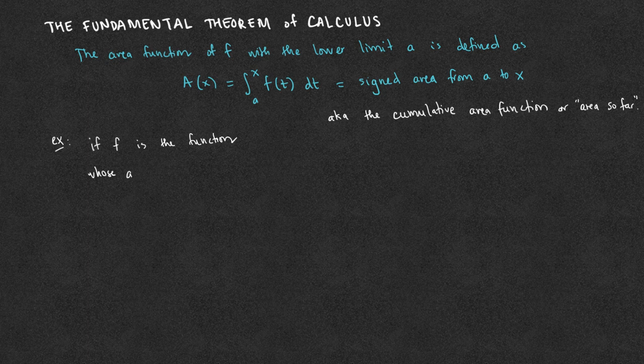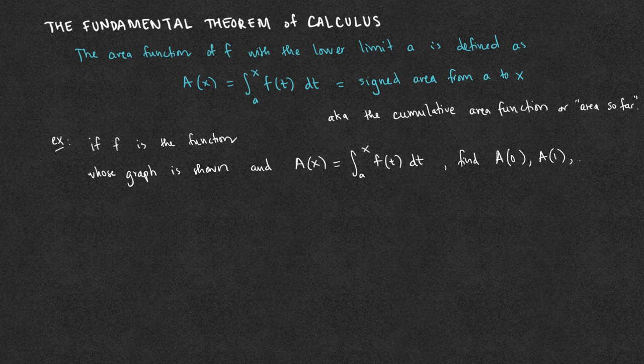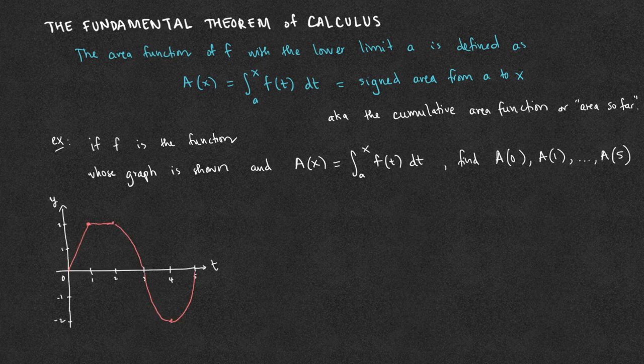For example, if f is a function whose graph is shown below, and A of x is the integral from a to x of f of t dt, evaluate A of x when x is 0, 1, 2, 3, 4, 5. The graph is given. This is f of t. And so A of 0, by definition, is the integral from 0 to 0 of f of t dt. By looking at the graph, from 0 to 0, the area is 0.